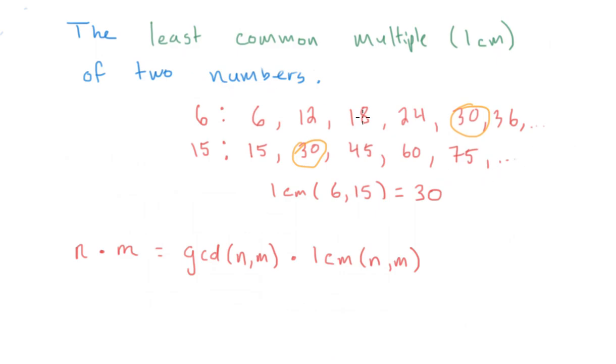So let's just see this example in action. So let's take 6 times 15. Okay, so I'll let n be 6 and m be 15. Now, that's supposed to be the same thing, multiplying 6 by 15, as multiplying the GCD of 6 and 15, which recall is 3, times the least common multiple of 6 and 15, which is 30. And we can indeed verify that 6 times 15 is 90, and 3 times 30 is 90. So our formula works out. And there we go. There we have it.